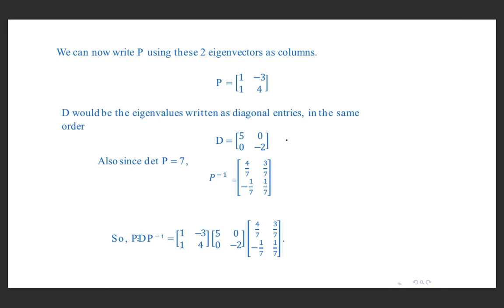So PDP inverse is equal to P, which is [1, minus 3; 1, 4], D, which is [5, 0; 0, minus 2], and P inverse, which is [4 upon 7, 3 upon 7; minus 1 upon 7, 1 upon 7].